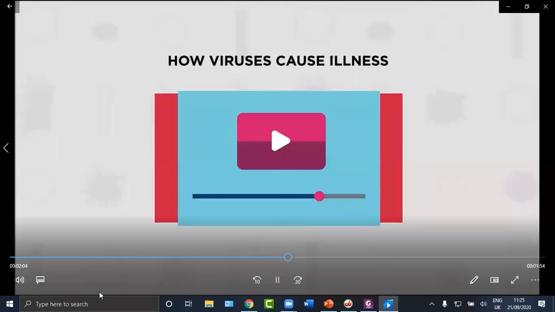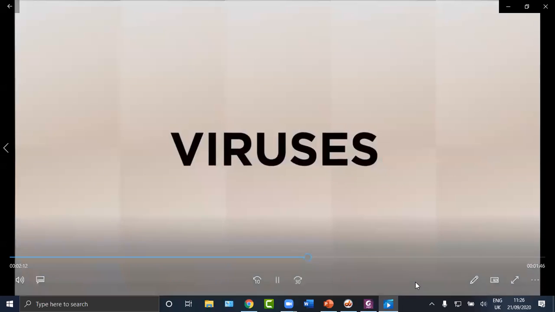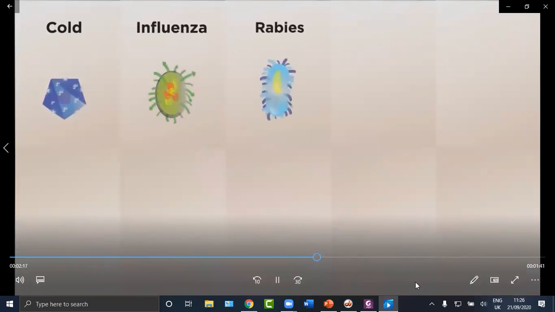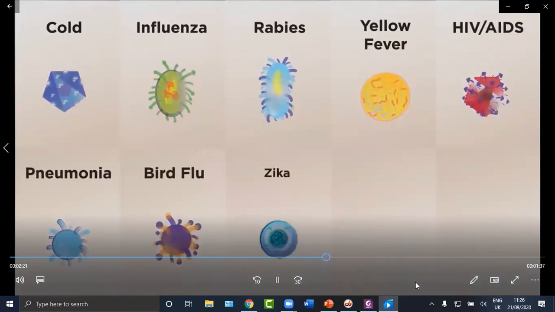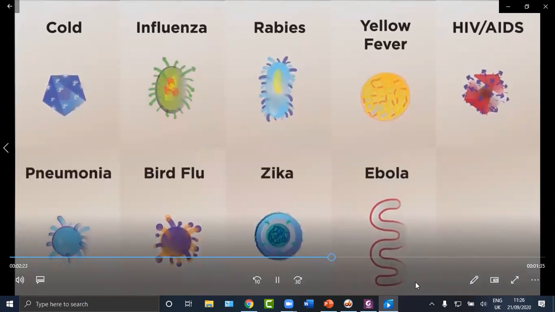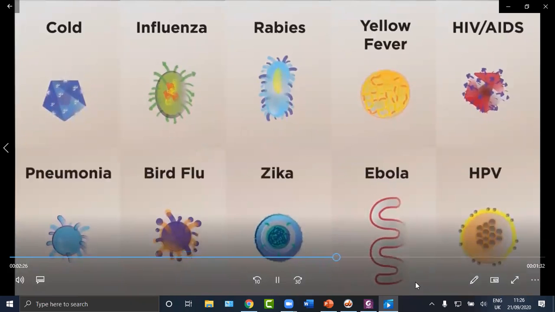There are actually two different ways in which a virus attacks the host cell, which we'll look at in more detail in this video. Viruses cause many human diseases, including colds, influenza, rabies, yellow fever, HIV or AIDS, pneumonia, bird flu, Zika, Ebola, and the cancer-causing HPV. They are just a few examples.